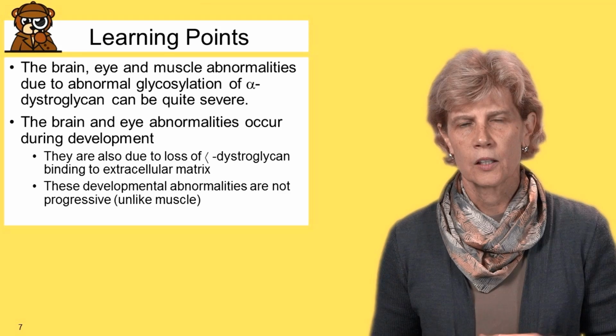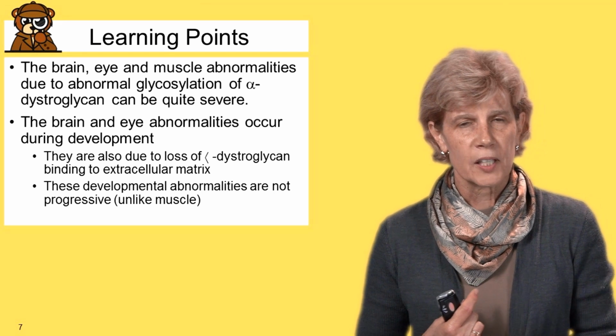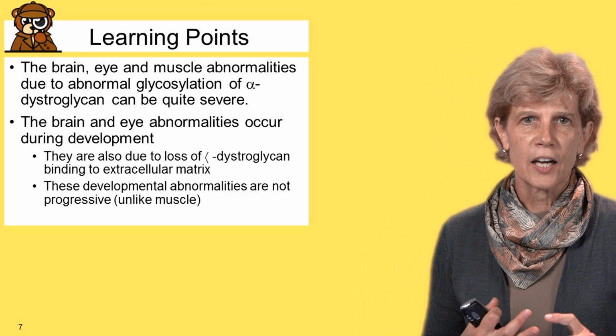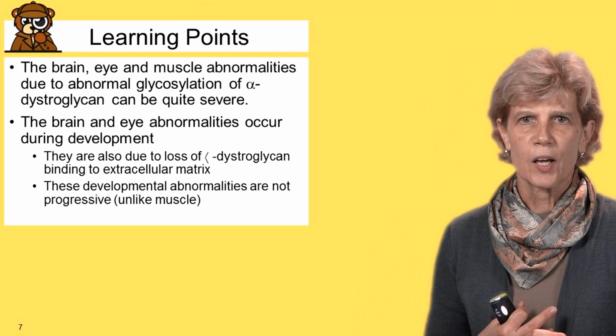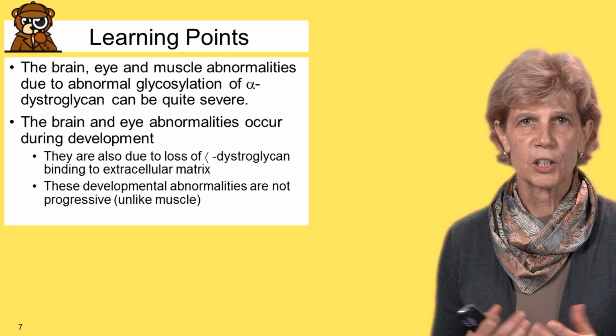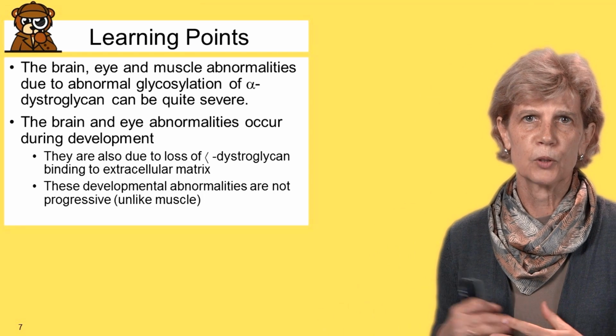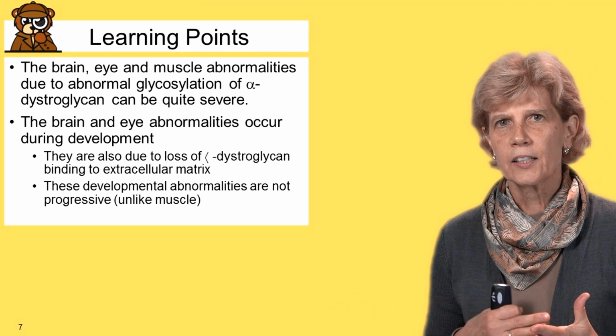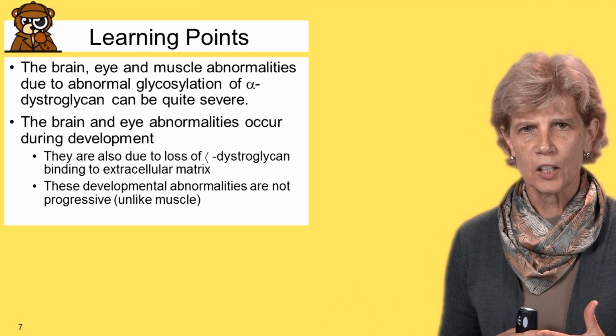syndrome. So from this patient with Walker-Warburg syndrome, we see that muscle, eye, and brain abnormalities due to abnormal glycosylation can be quite severe. That brain malformation is quite severe and not compatible with long-term survival. These brain and eye abnormalities occur during development.